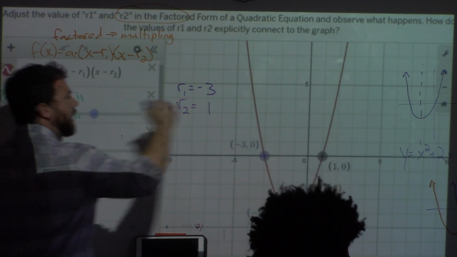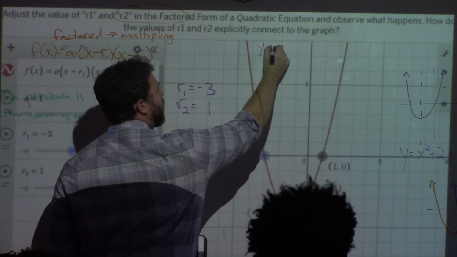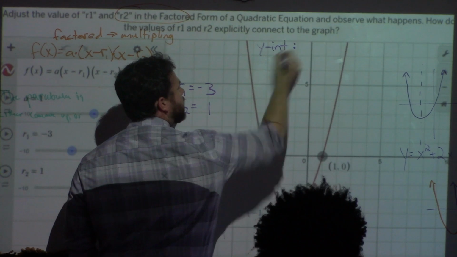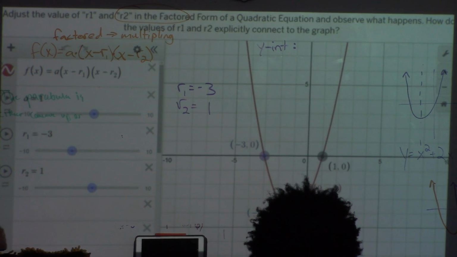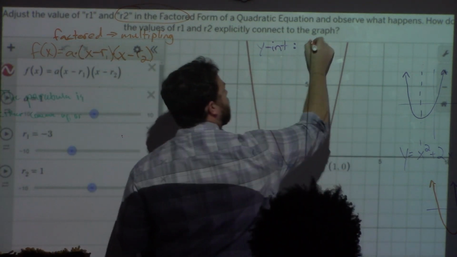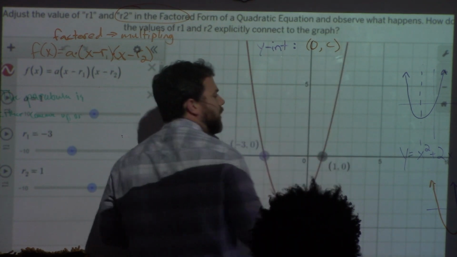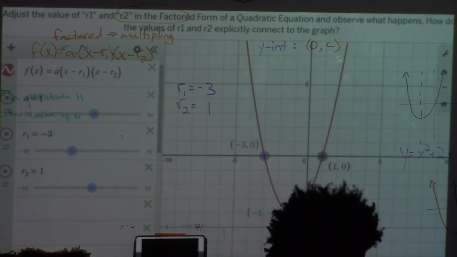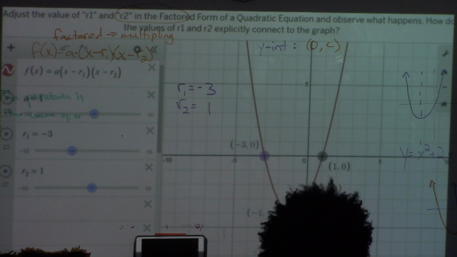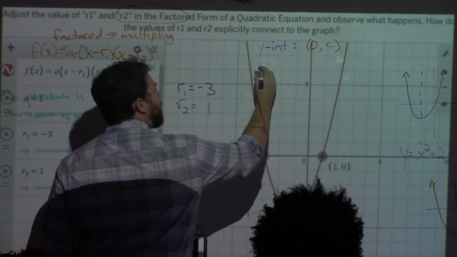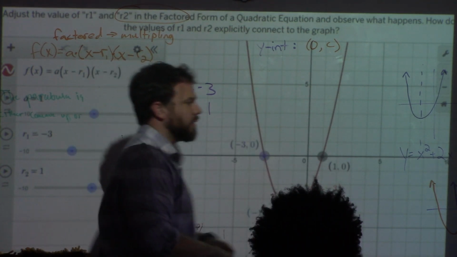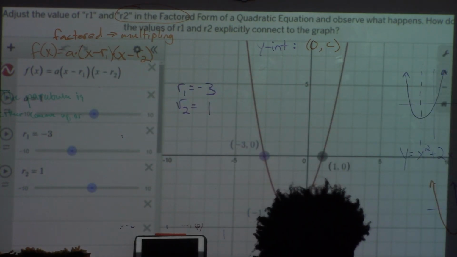I want to remind you, earlier on standard form, we had a y-intercept, and how did we always identify the y-intercept? 0, comma, c. The input was 0, the output was c. So how do you think I'm going to talk about the x-intercepts here? R, comma, 0. Super close.